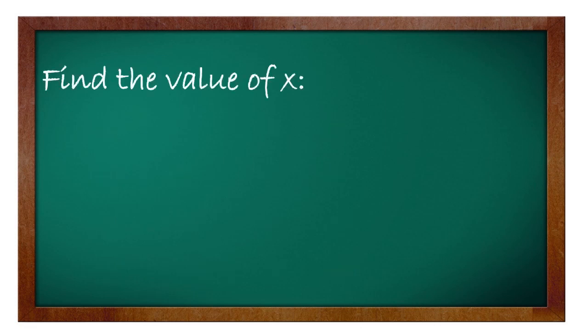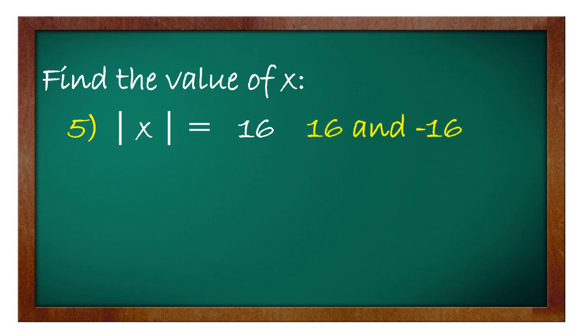Next, let's find the value of x. So, given the question, absolute value of x is equal to 16. Ibig sabihin, ano daw integer ang merong distance na 16 mula kay 0? So, meron tayong isang papunta sa kanan, isang papunta sa kaliwa. So, we have positive 16 and negative 16. Kasi parehas sila na merong 16 units na layo mula kay 0.